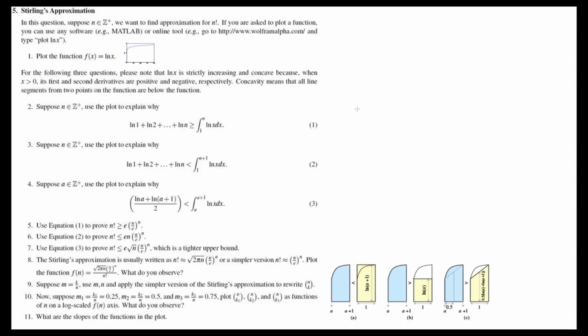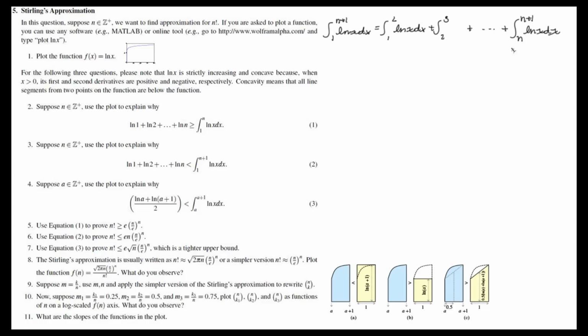Now we want to show that the natural log of 1 plus natural log of 2, etc. up to natural log of n is less than the integral from 1 to n plus 1 of the natural log of x dx. Again, we'll write out the integral by splitting it up: the integral from 1 to 2 of natural log of x dx, plus the integral from 2 to 3, again natural log of x dx, plus all the way up to the integral from n to n plus 1 of natural log of x dx.